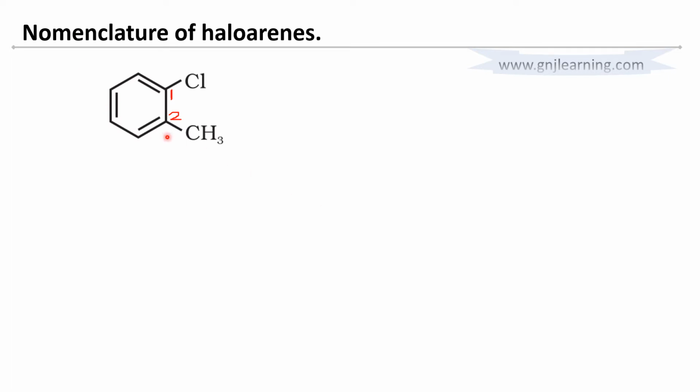we have a substitution on the second carbon, that is methane. So the name will be 1-chloro-2-methyl-benzene. So it will be 1-chloro-2-methyl-benzene. So let us talk about the other way around. How? So if I am considering this carbon here as 1, then chlorine will be the second one.